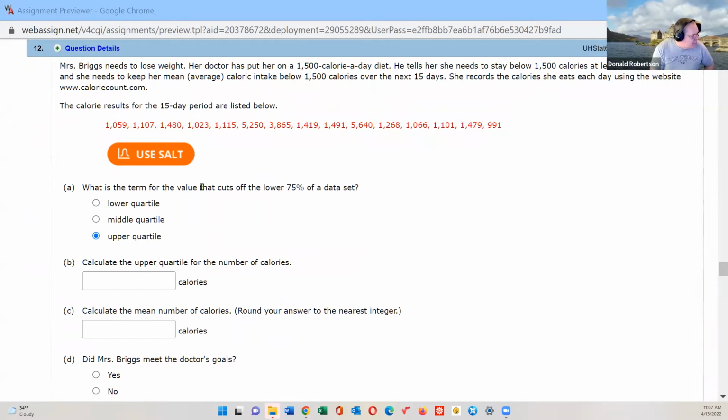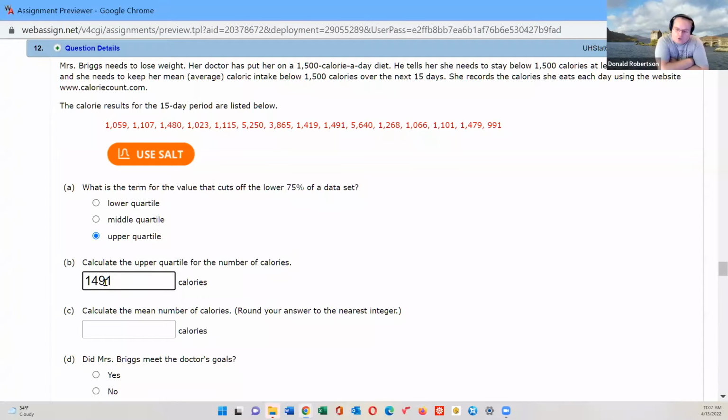Okay, what is the term for the value that cuts off the lower 75% of the data? Right. So what do you think you call that guy? Upper quartile. Uh-huh. Oh, and I've put that in, but that was just pure accident. I didn't mean to put that in. And it says calculate the upper quartile, right? That's the guy that we had on the screen that you now cannot see, but I'll tell you what it was. The upper quartile is Q3, and that happens to be 1491.